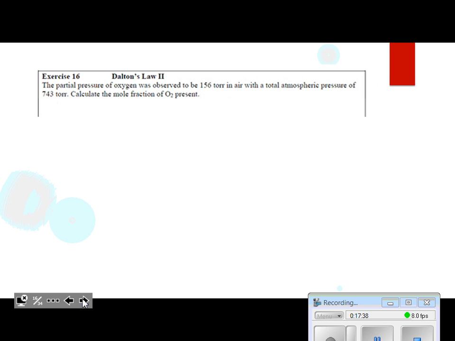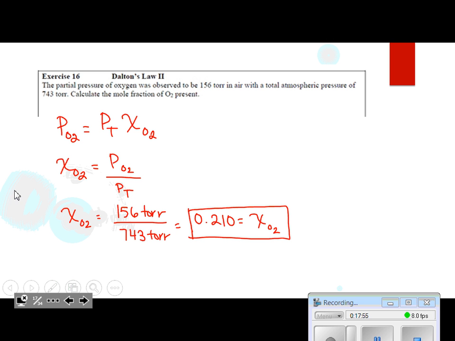Okay, so here's another problem. The partial pressure of oxygen was observed to be 156 torr in air, with a total atmospheric pressure of 743 torr. And you want to calculate the mole fraction of oxygen present. So based on the previous equation that you saw, partial pressure is equal to the total pressure times the mole fraction. If I want to rearrange this equation, I divide both sides by the total pressure, PT. So the mole fraction of oxygen is the partial pressure of oxygen divided by the total pressure. I've just plugged in the values from the problem, and so the mole fraction of oxygen is 0.210. And there are no units because my pressures cancel out.